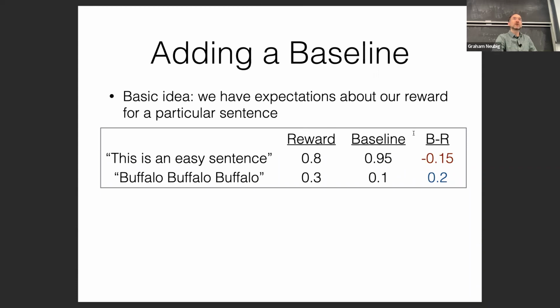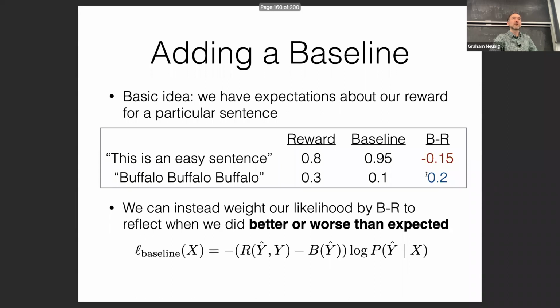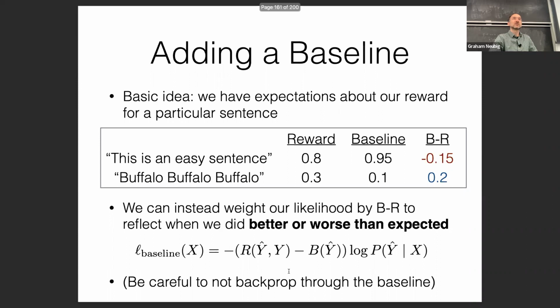So if we have the reward, sorry, this is reward minus baseline, not baseline minus reward. So if we have the reward minus baseline, this example here gets a negative score. This example here gets a positive score. And so instead of weighting our model by reward only, we weight our model by reward minus baseline to reflect whether we did better or worse than expected. And so this is essentially what our output looks like. And when you're implementing this, you don't backprop through the baseline model here.